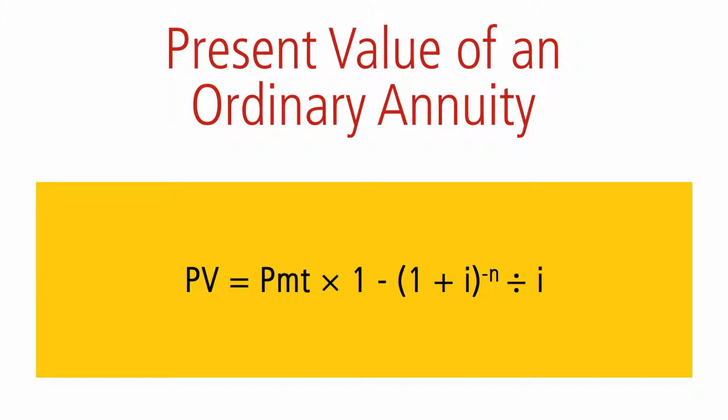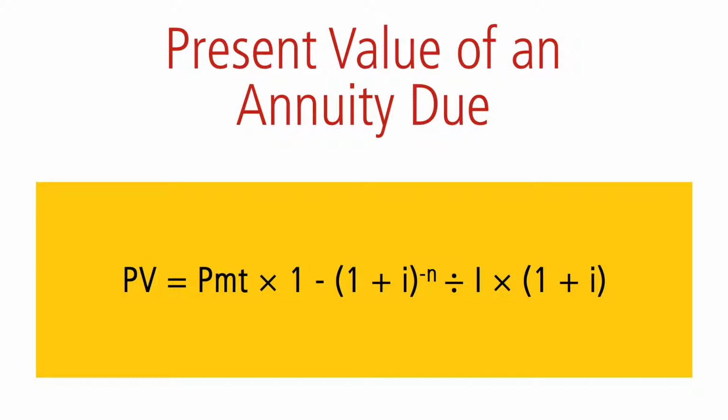Present value of an ordinary annuity equals payment times 1 minus (1 plus i) to the negative nth degree, divided by i. The present value of an annuity due is calculated by this formula: PV equals payment times 1 minus (1 plus i) to the negative nth degree, divided by i, times (1 plus i). Here PV equals the present value, the lump sum, payment is the annuity payment, i is the interest rate per period, and n is the number of periods.